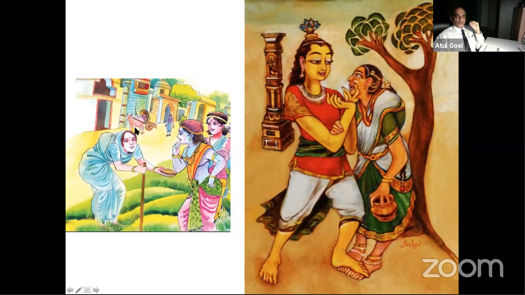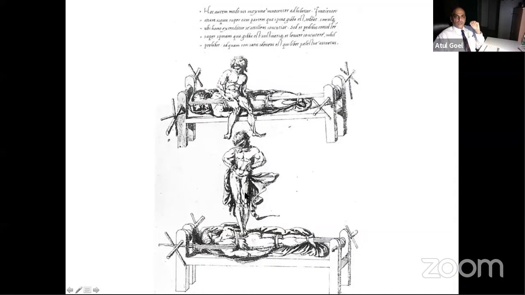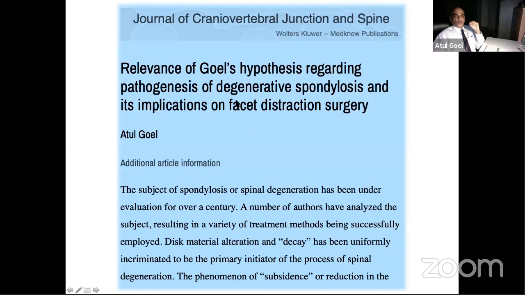This concept of distraction is in Indian mythology. You see this lady with the crooked back. This was treated by God by distraction. Similarly, you see these people, there was this treatment in Greece where they used to treat degenerative spine and deformities in the spine by distraction. This kind of treatment was very popular earlier in the history of spine surgery. So you have to decide for yourself.